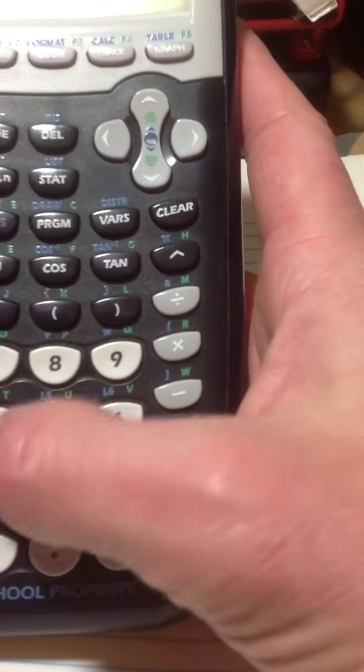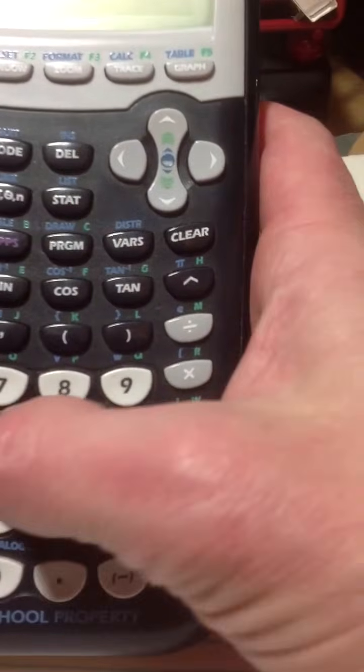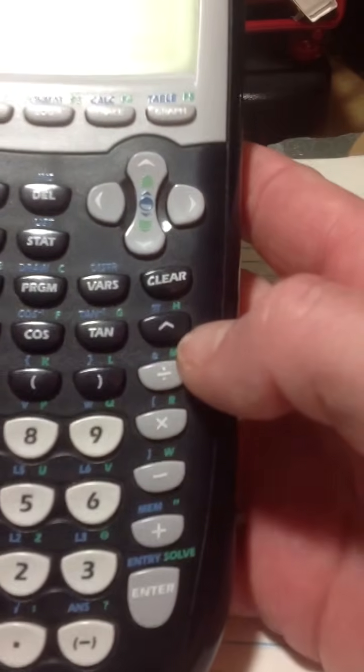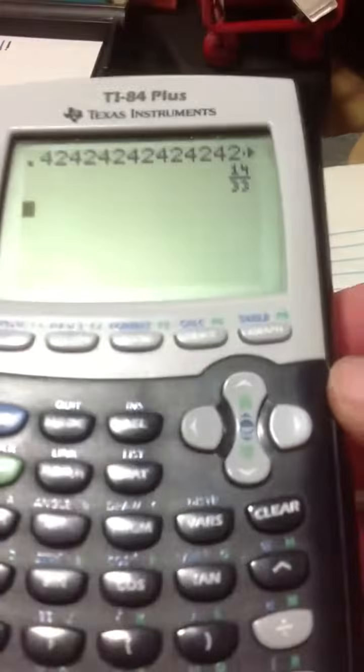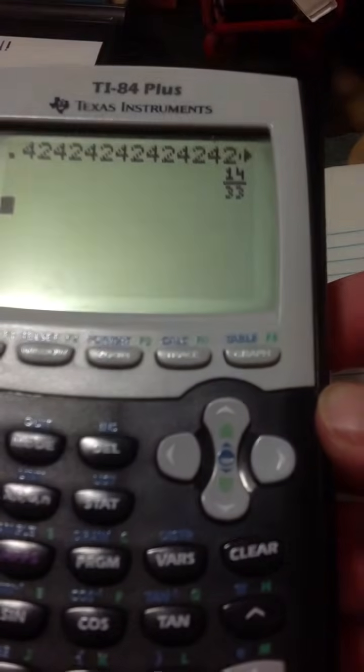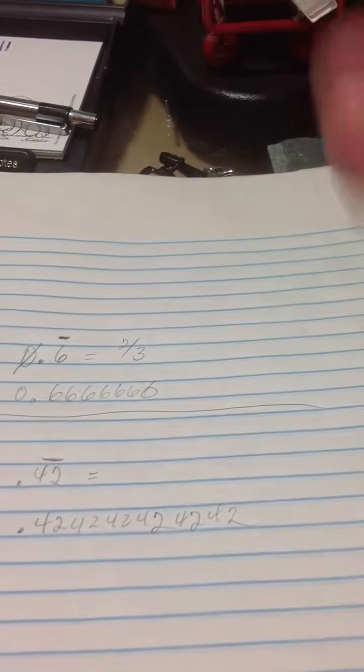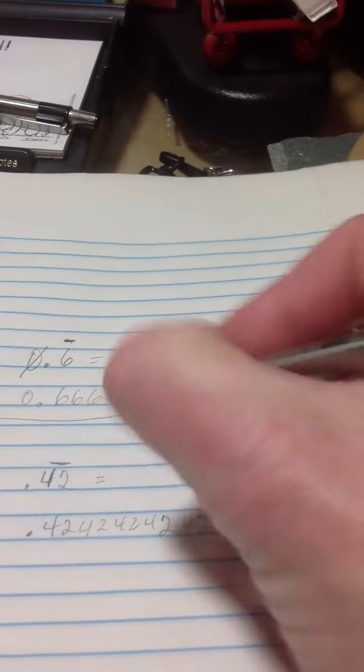Over and over and over, and I even went a little bit past. So I've repeated that over and over. Hit the math key, enter, enter, and my result is 14/33. So 0.42 repeating is equal to 14/33.